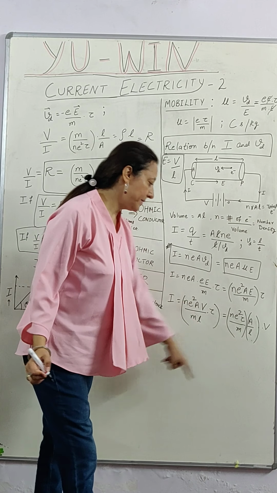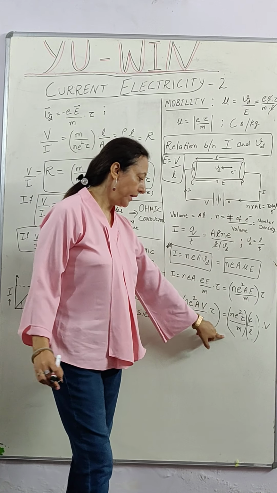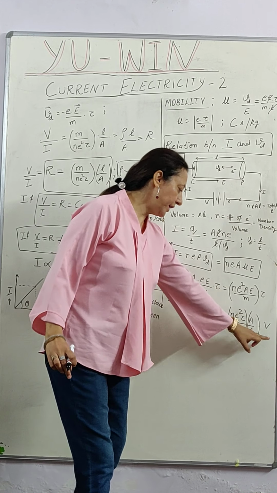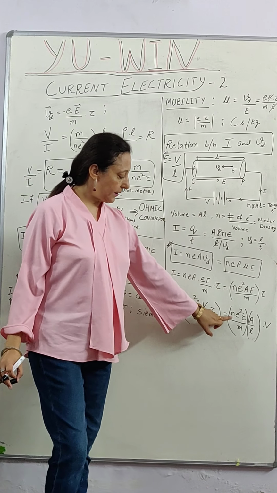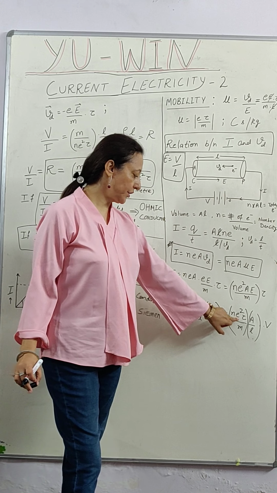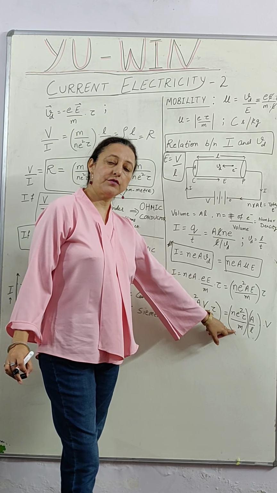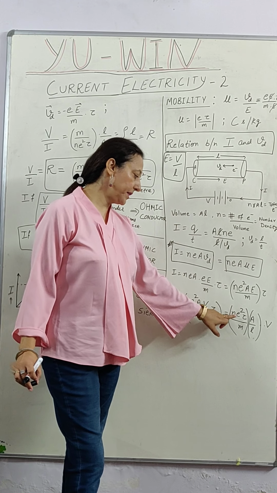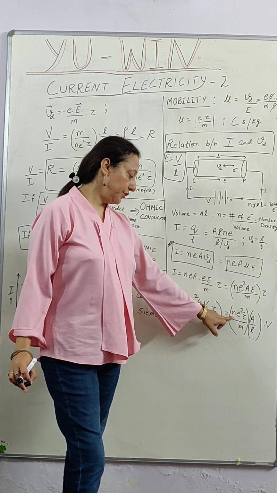And I now break up these expressions into three terms: ne square tau by m, A by L, into V. Now why have I taken it in this way? The reason is n, number density, charge of electron, relaxation time and mass, this is constant for a given metal. In case of any given metal, the number density and tau is fixed. It depends upon the nature of the material.